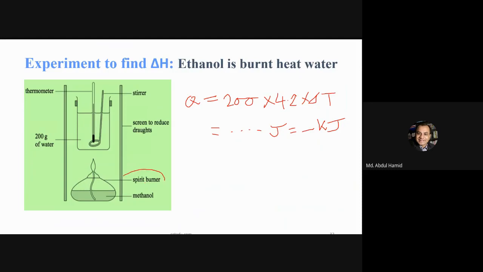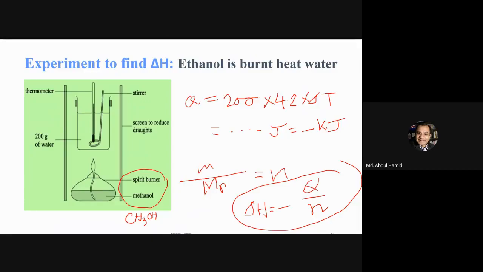Then you have to find the mass of methanol burnt from the initial amount of methanol and the final amount; the difference is what was burnt, right? So from the mass and the Mr of methanol, you have to calculate the moles. The formula of methanol is CH3OH, as you know. So from here you can find the moles. If you know the moles and the heat change, you can find delta H easily, right? It will be Q divided by n. Yes, this is your expression.